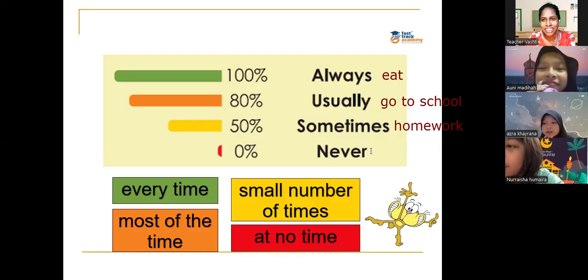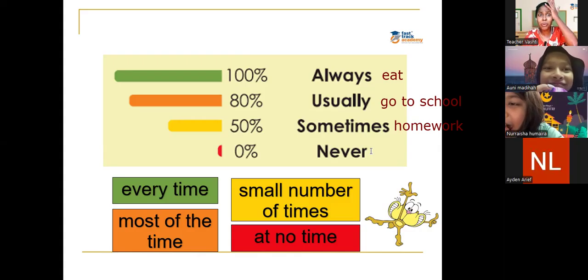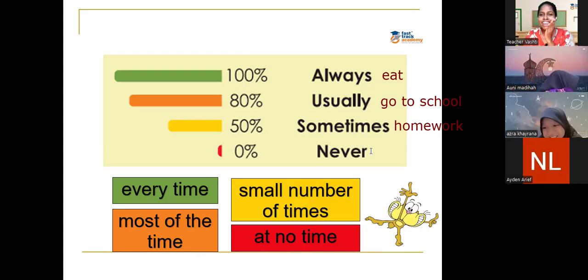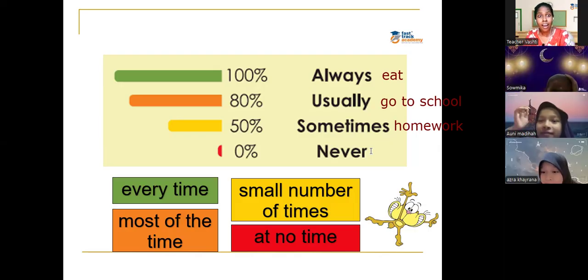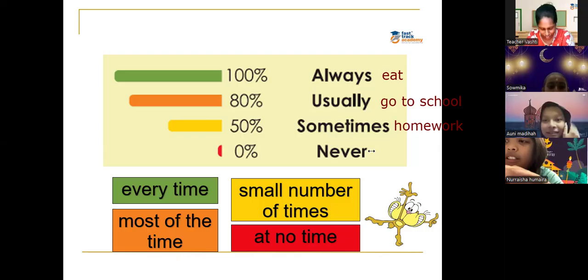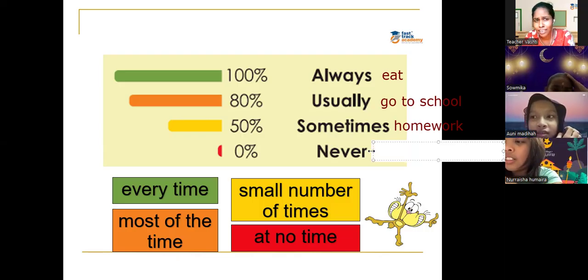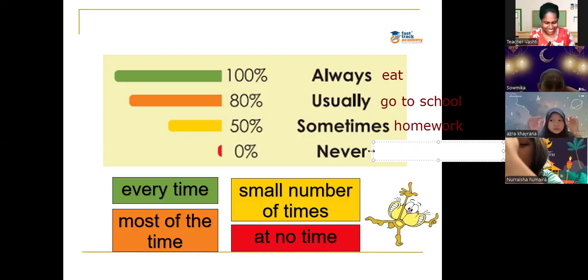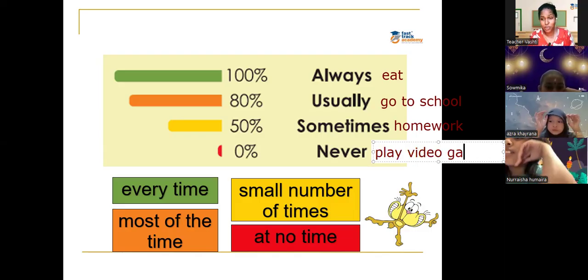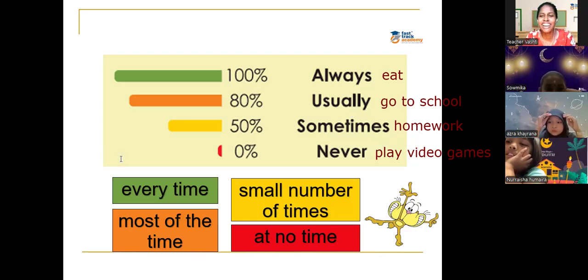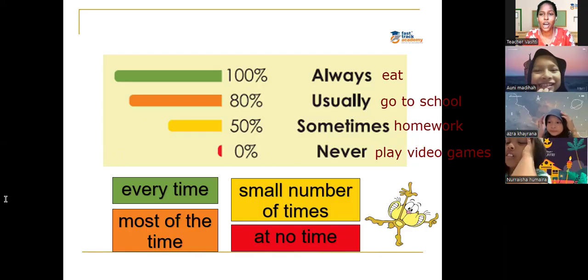Never. Never go to school. Never play video games. Never do something dangerous. Okay, never play video games. Samika, you have never played video games? Never. Kesiannya. Okay, we will put never play video games. Budak baik ni. Teacher pun kalah, teacher pun main video game. Alright. Okay, good. So you know what is always, usually, sometimes and never.